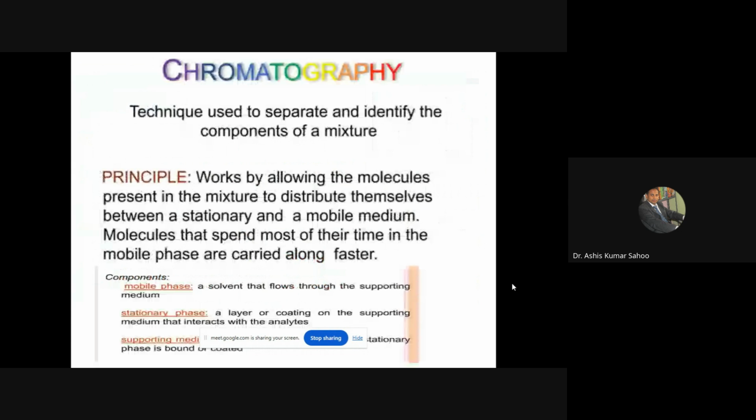Chromatography is a technique used to separate and identify the components of a mixture. The principle works by allowing the molecules present in a mixture to distribute themselves between a stationary and a mobile medium. Molecules that spend most of their time in the mobile phase are carried along with the phase. So in chromatography we have a mobile phase, a stationary phase, and a supporting medium.